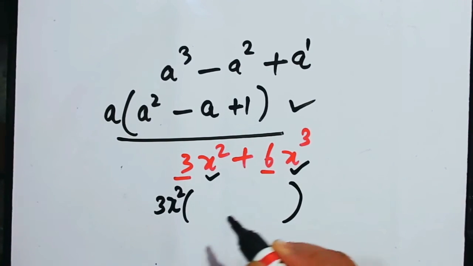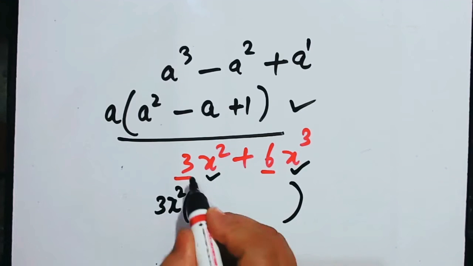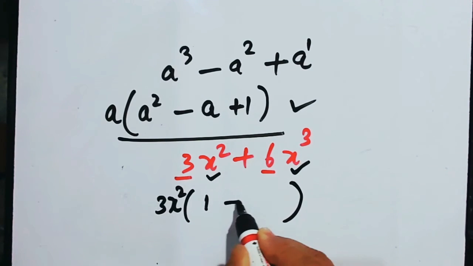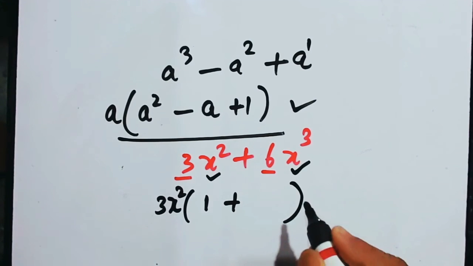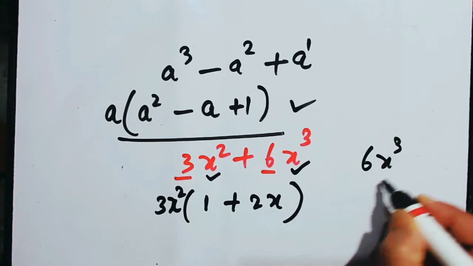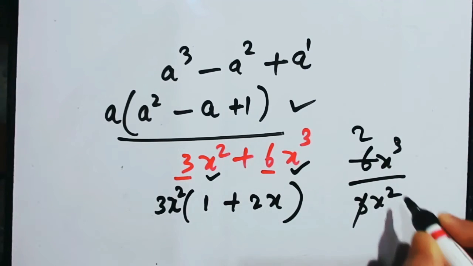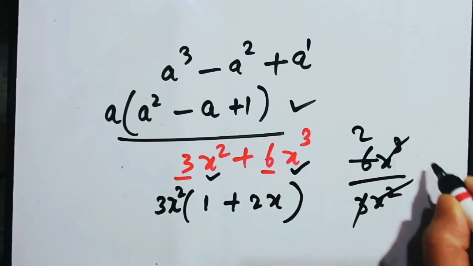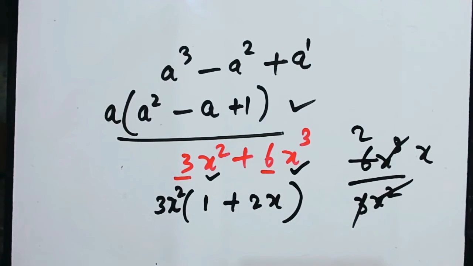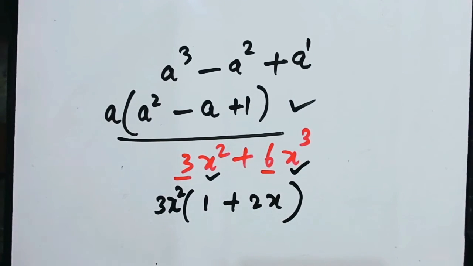As I said just now, you will have to take the term having the minimum power. So 3x square divided by 3x square will give you 1, and 6x cube divided by 3x square will give you 2x. You can see over here, 6x cube divided by 3x square: 3 twos are 6, and x cube divided by x square will give you x. So 2x. Hence you needn't worry about how it should be done. Just a few formulas and the work is completed.